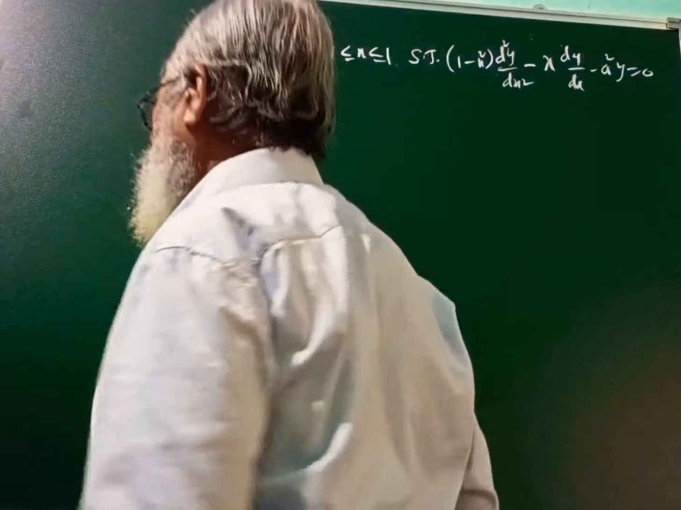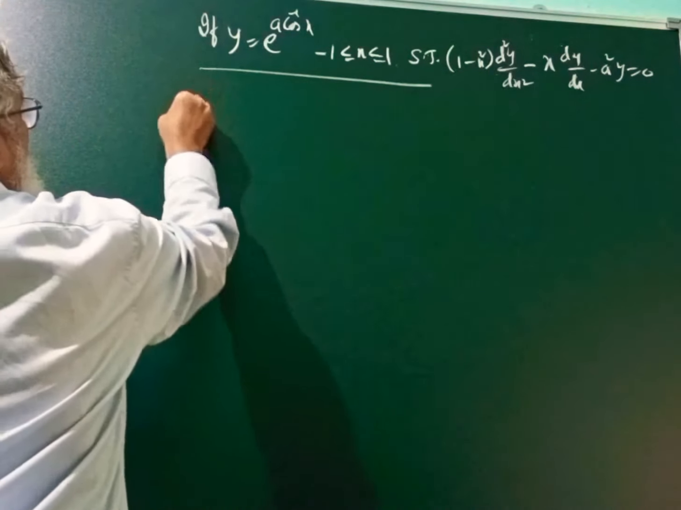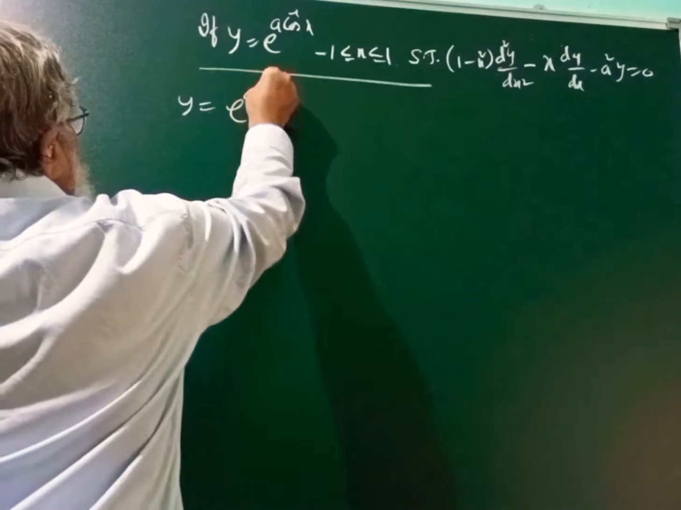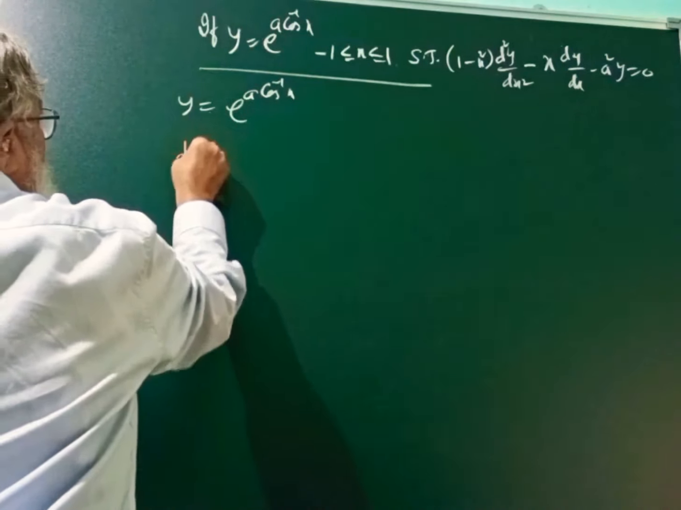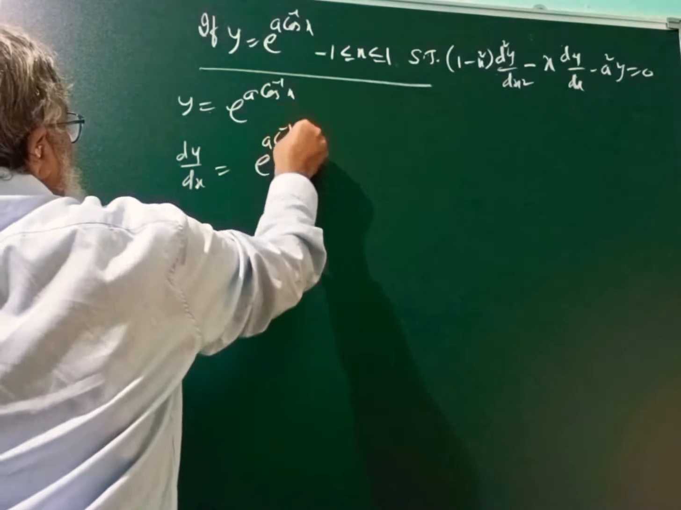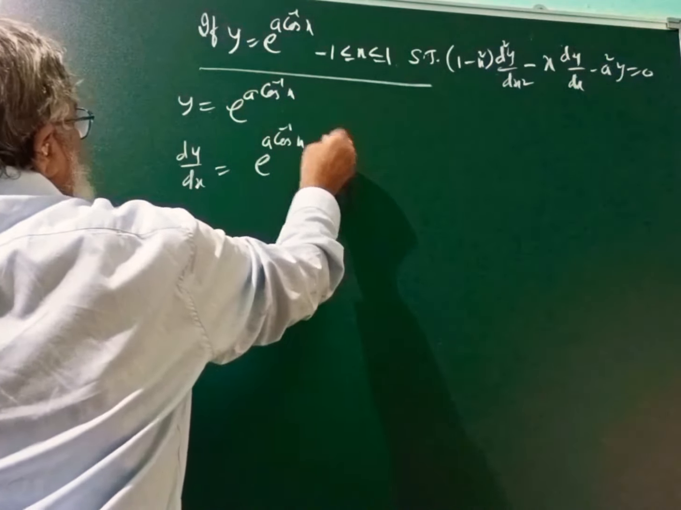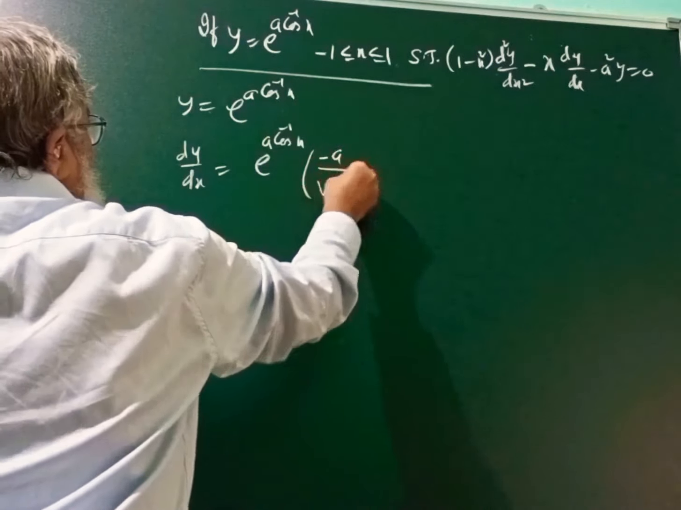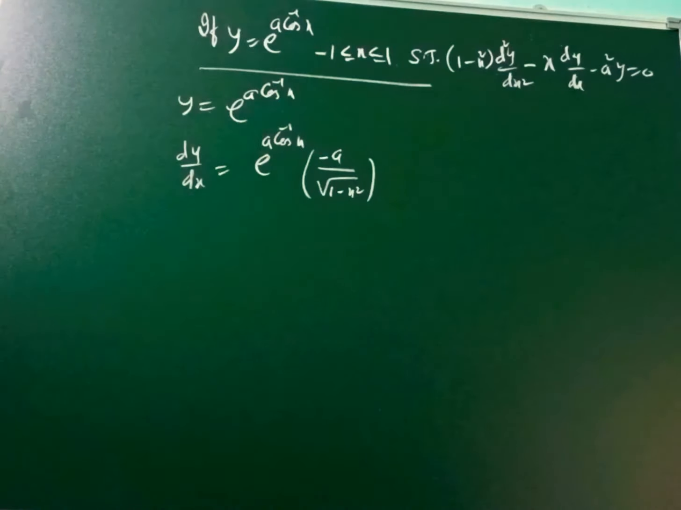Now let us proceed further. Here y is equal to e raised to a into cos inverse x. Now dy by dx, differentiate. We know differentiation of e is e only. Differentiation of power, a is constant. Differentiation of cos inverse x is minus 1 by under root 1 minus x square. a is constant, kept as it is.